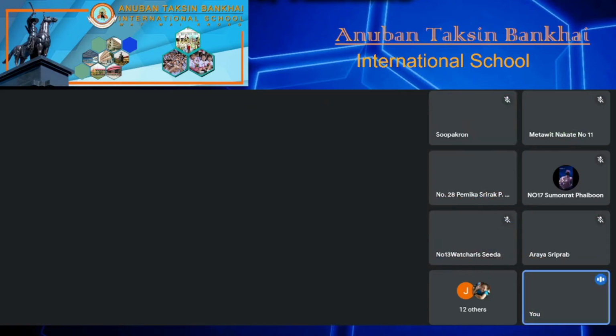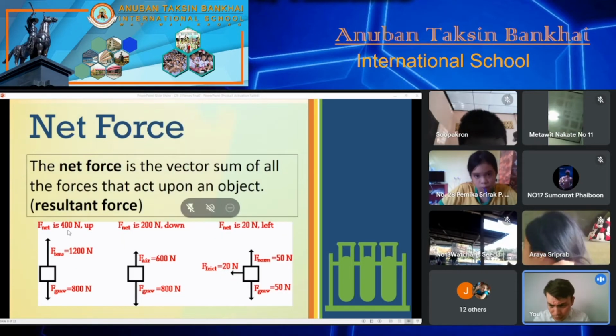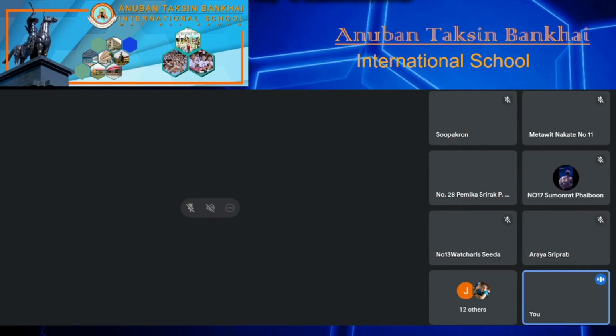So you see in this picture, there is 1,200 newtons going up, right? And there is also 800 newton going down. So what will be the net force? It says here 400 newton up. That is the net force. Why 400? How did we derive the answer 400 newton? 1,200 plus or minus 800? Minus, right? So 1,200 minus 800 is equal to 400 newton.